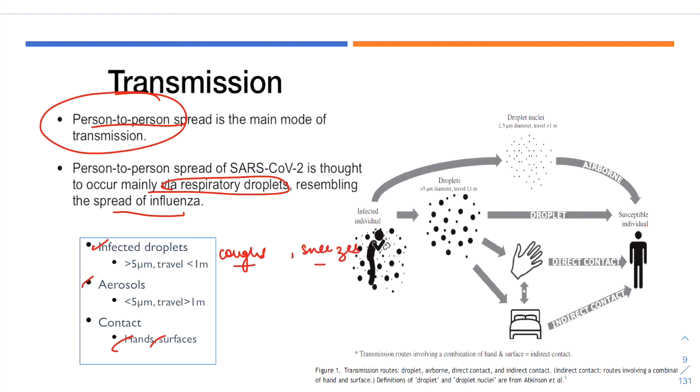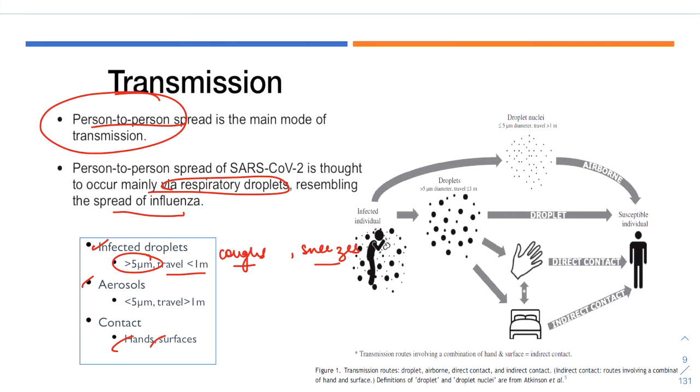When a person coughs or sneezes, infected droplets are produced, and these droplets are usually large, more than 5 micrometers in size. Being large, they can't travel a distance of more than 1 meter. So they travel less than 1 meter. As these infected droplets travel less than 1 meter, the concept of maintaining a social distance of 1 meter or 3 feet comes. That is, if a person coughs or sneezes, his infected droplets won't travel more than 1 meter.